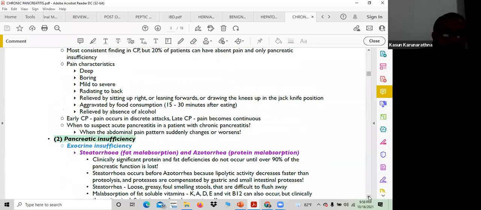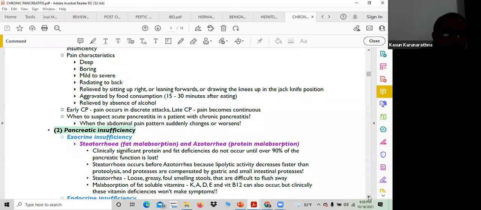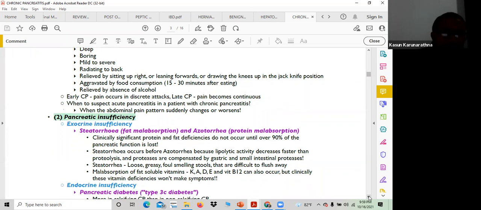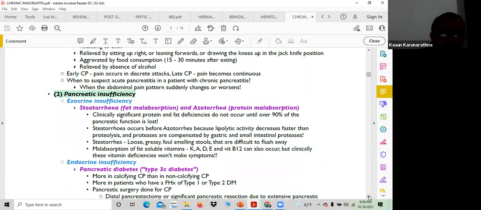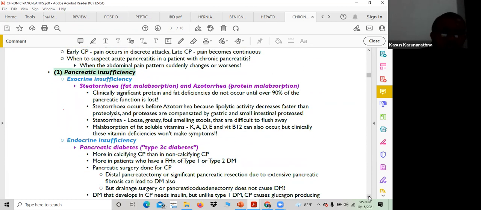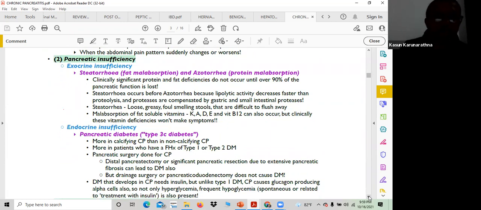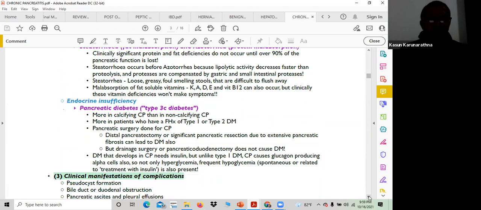Abdominal pain is a deep, boring, mild to severe pain radiating to the back, relieved by leaning forwards. And there will be exocrine and endocrine insufficiency. Exocrine insufficiency leads to steatorrhea or azotorrhea due to chronic protein malabsorption. Endocrine insufficiency leads to pancreatic diabetes.